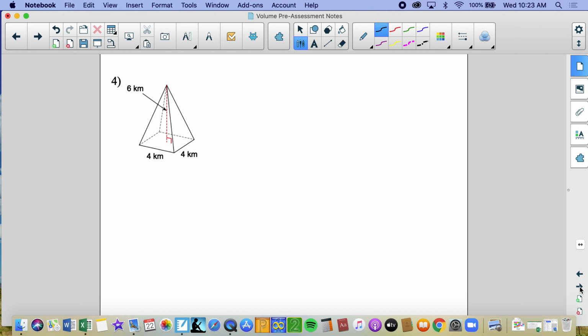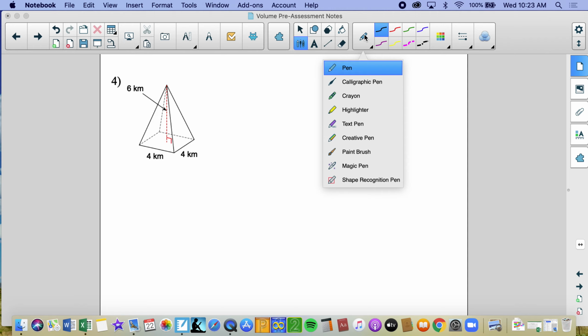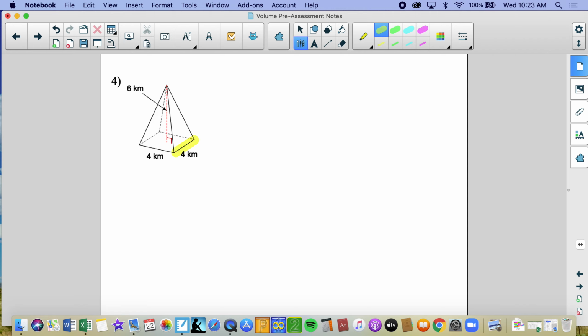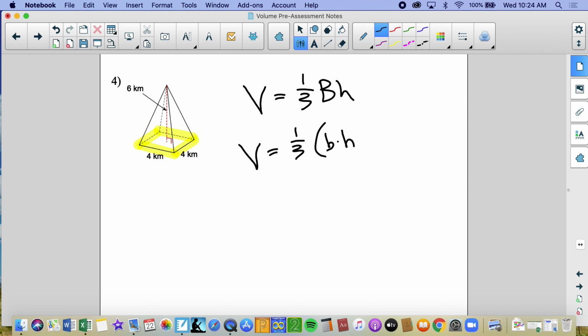Now we move from prisms to pyramids. We only have a single base. That single base shape is a square, or we can also call it a rectangle. All squares are rectangles, but not all rectangles are squares. So the volume formula for single base figures, pyramids, is 1/3 times big B times H. So the shape of the base is a rectangle, so we have base times height. And now we start filling in the pieces.